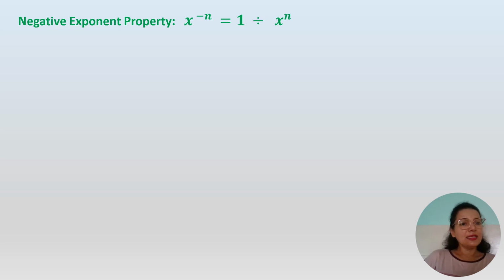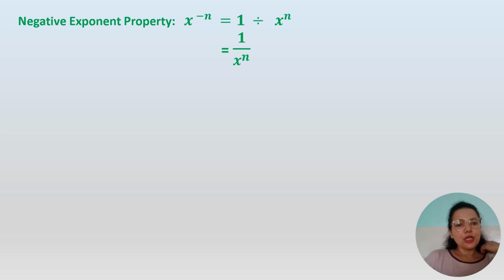Right, let's look at another law. So we have the negative exponent property. The negative exponent property basically means that we have x to the power minus n. So now this means that the inverse applies. So the inverse means that we are going to take 1 divided by x to the power n. Now, if we had to write that, we are going to say 1 over x to the power n.